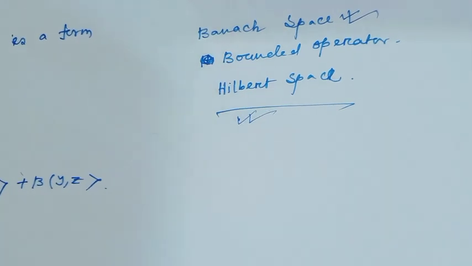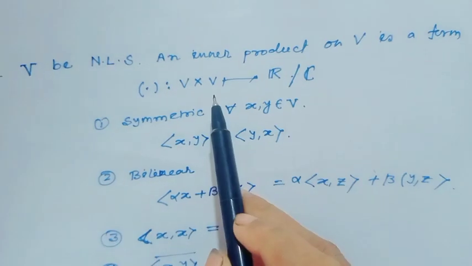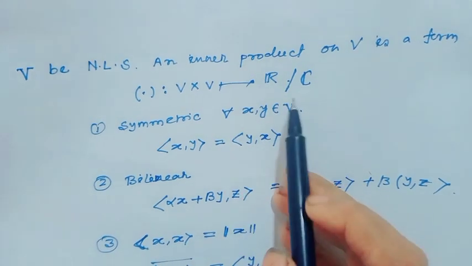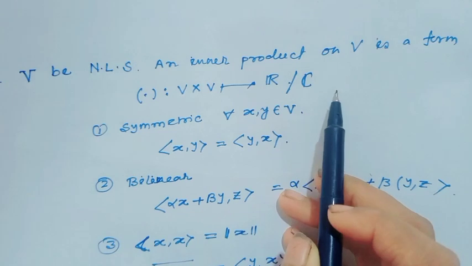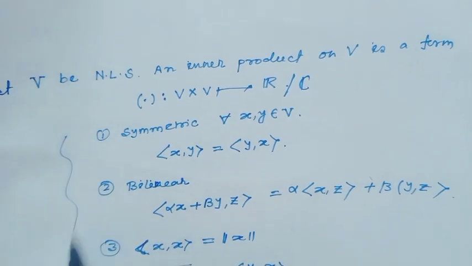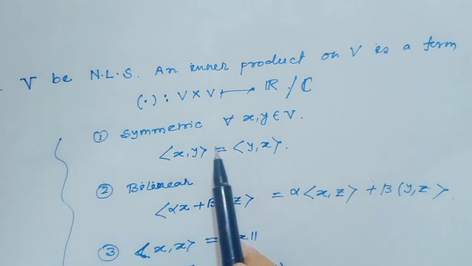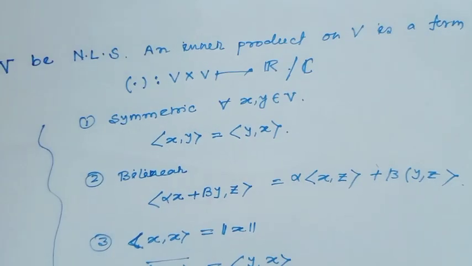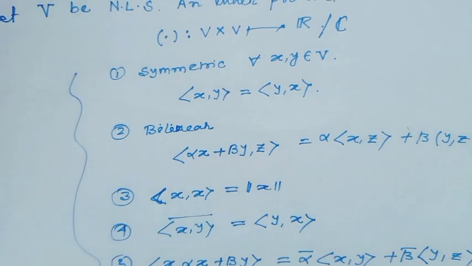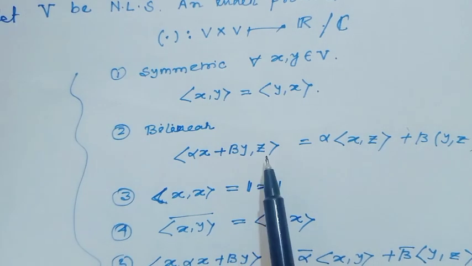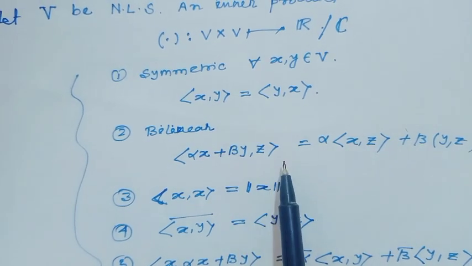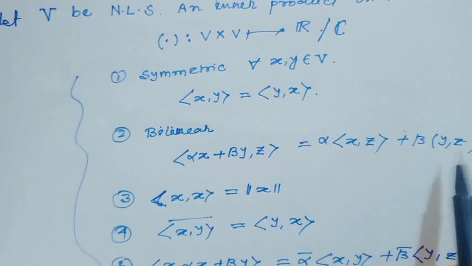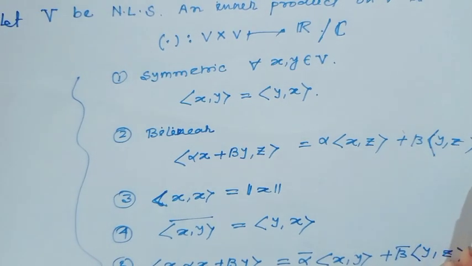At first, just recall what an inner product space is. This is a mapping from vector space cross vector space to the scalars. The scalar field is either R or the complex numbers. The properties of an inner product are, first, symmetric. That means for all x, y belonging to the vector space, inner product of x, y equals inner product of y, x. Second, bilinear: inner product of alpha x plus beta y, comma z, equals alpha times inner product of x comma z plus beta times inner product of y comma z.